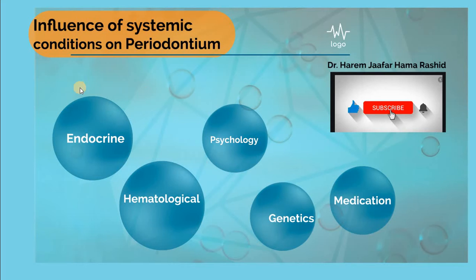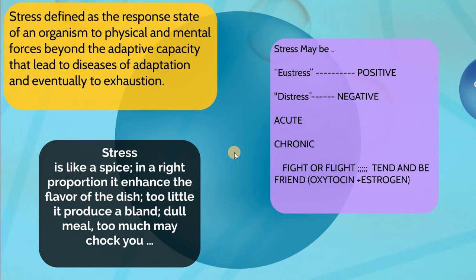We discussed the effect of endocrine disease like diabetes, and hematological disorders like leukemia, neutropenia, and agranulocytopenia. Today I'll discuss with you the effect of stress or psychology on the periodontal disease or the periodontium.